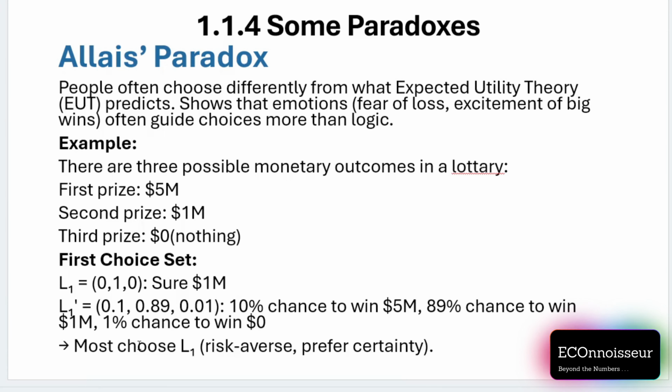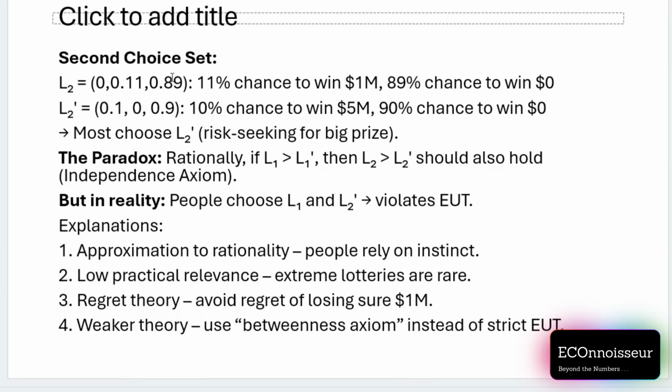In this case, the decision maker or most of the people choose lottery L1, which is a risk averse decision, which is the preference of certainty. The fear of the loss guides them to make this decision. The fear in the lottery L1 prime makes them choose lottery L1, and there is another choice set.